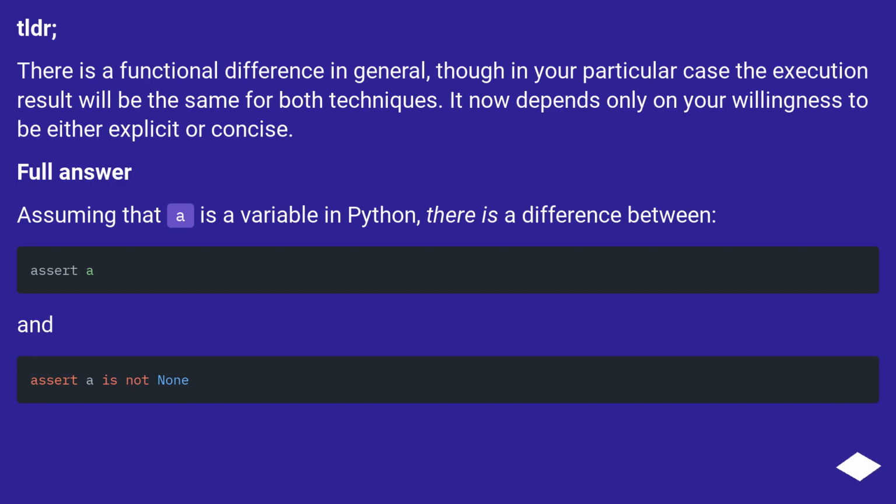TLDR. There is a functional difference in general, though in your particular case the execution result will be the same for both techniques. It now depends only on your willingness to be either explicit or concise. Full answer. Assuming that a is a variable in Python, there is a difference between and.